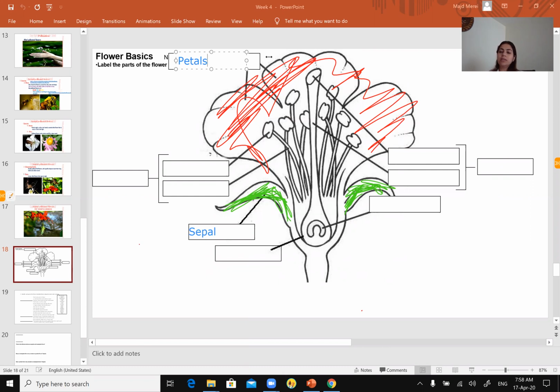Then, what is the third part? Male reproductive part, okay, which is known as stamen. I'm going to use this orange color, yes? So these are what? Here we have stamen.